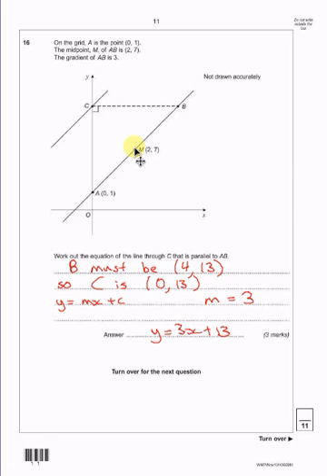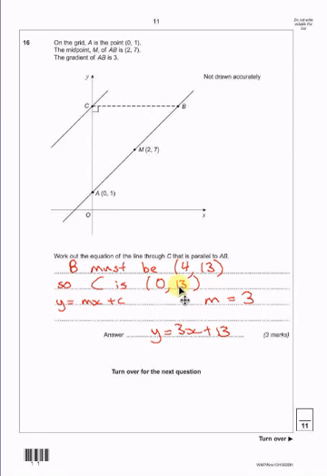So the gap from A to M is 2 to the right and 6 up, which means to go from M to B, I need to go 2 right and 6 up again. So if I go 2 right and 6 up, it means the coordinate for B is 4, 13. Now it's telling me that C and B are level, and if C is on the y-axis, it means the coordinate for C must be 0, 13.